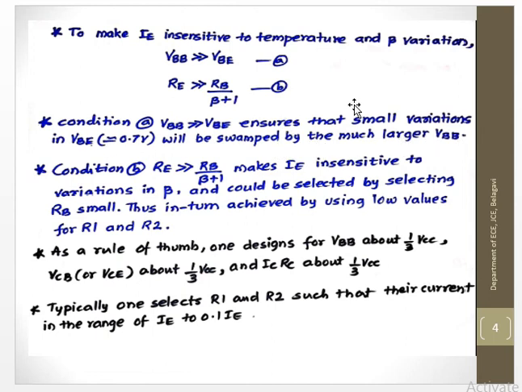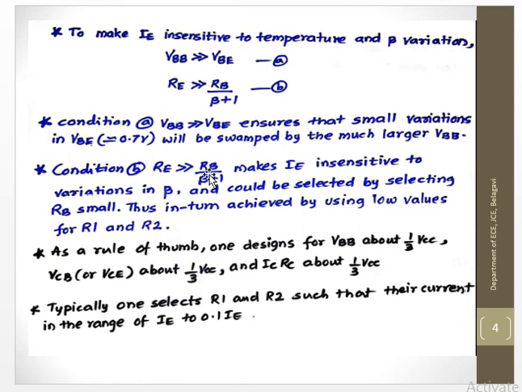So the output current flowing in the collector will not be affected by variations in VBE when you select VBB as a much larger value. The second condition states that RE very much greater than RB divided by beta plus 1 makes IE insensitive to variations in beta, and could be achieved by selecting RB small, which in turn is achieved by using low values for R1 and R2. In our circuit analysis, this RB represents R1 parallel R2.